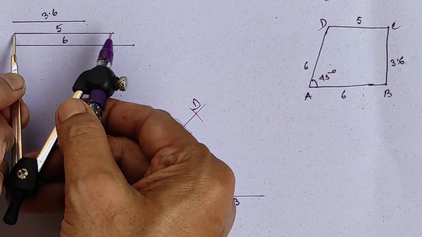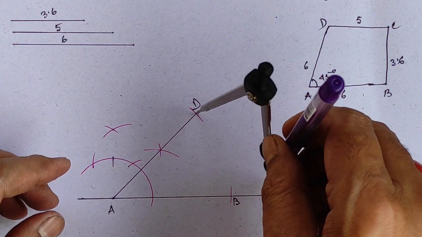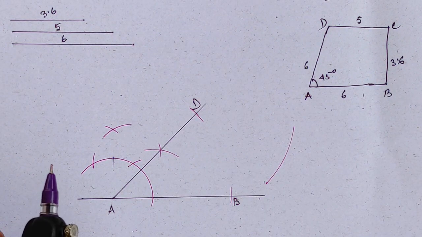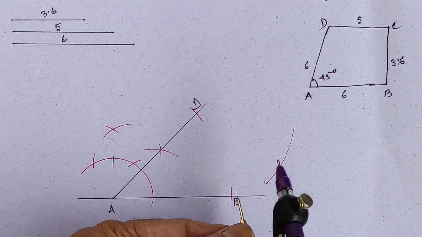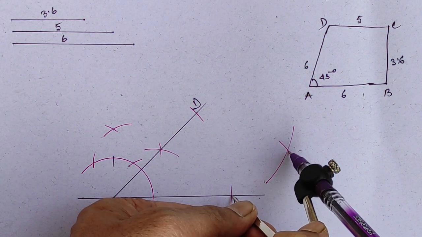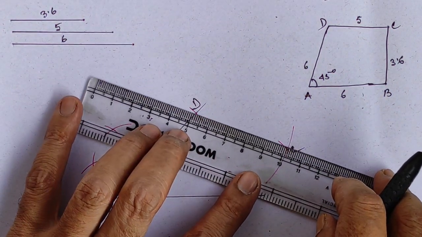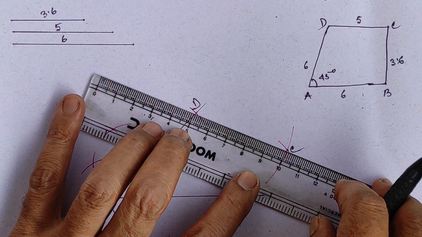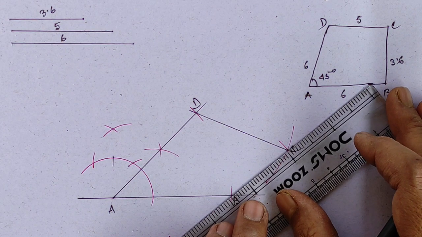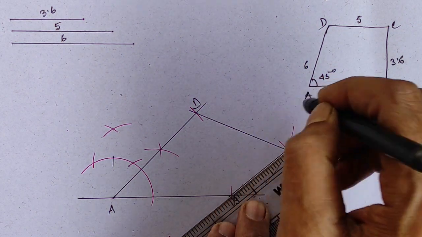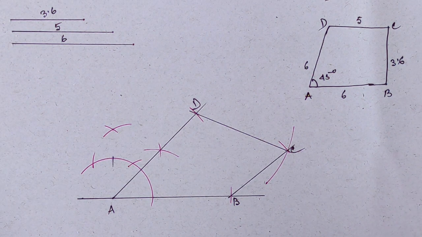Now measure 5 centimeters to get C. We will draw one arc from D with 5 centimeter radius. Then we will measure 3.6 centimeters to draw another arc from B to intersect the previous arc to get C. This point is C. Now we will join DC and BC respectively. We have got our final construction. ABCD is the required quadrilateral.